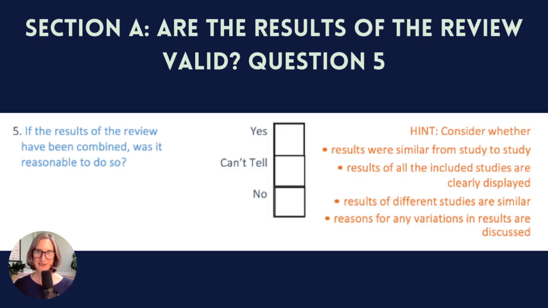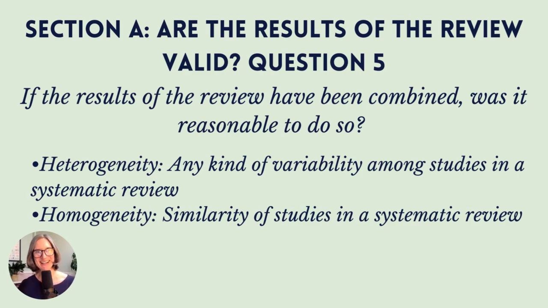And now this is where it can start to get a little bit more complicated, and I'm really trying to keep it simple for you. This question is number 5. If the results of the review have been combined, was it reasonable to do so? To be able to answer this question, I need to introduce you to 2 terms, heterogeneity and homogeneity. I've written out what they mean so that you can see it as well as hear me talk about it. But they can get quite complicated because researchers will talk about clinical, methodological, and statistical heterogeneity. So we're just trying to keep it simple because we just want to know, were the studies similar enough for it to be reasonable for them to be combined in a meta-analysis?